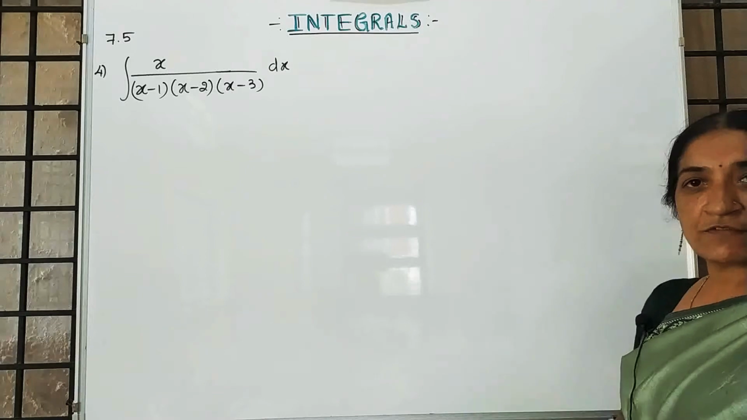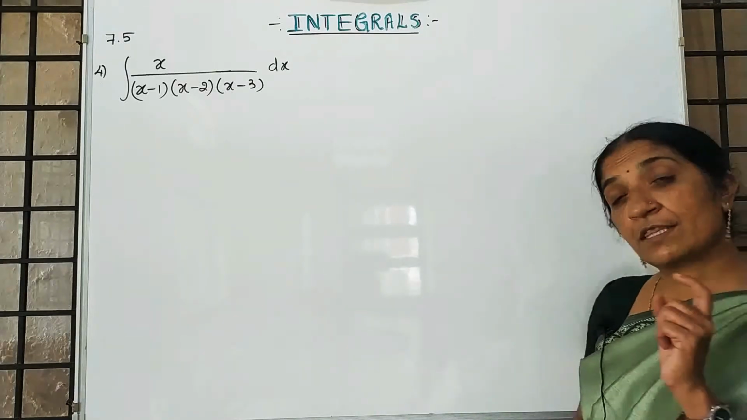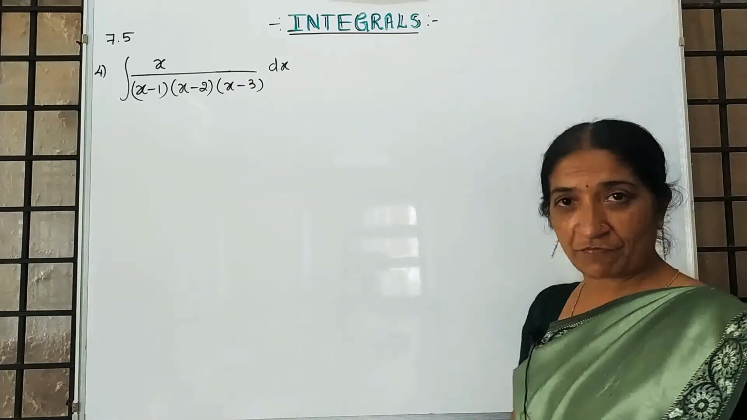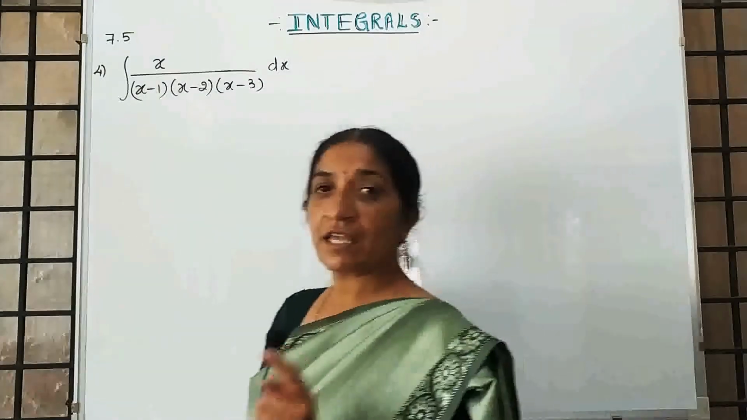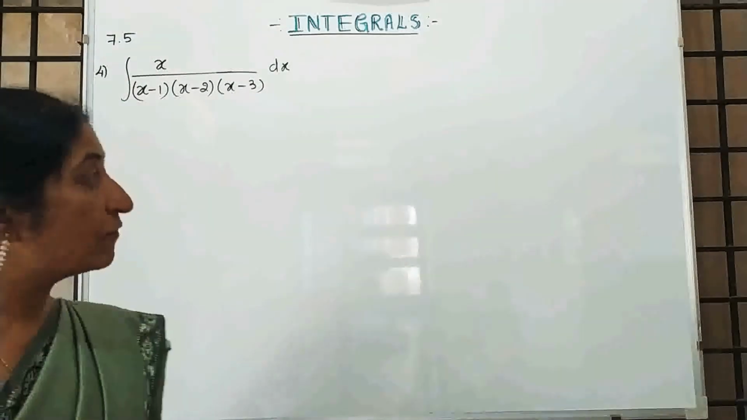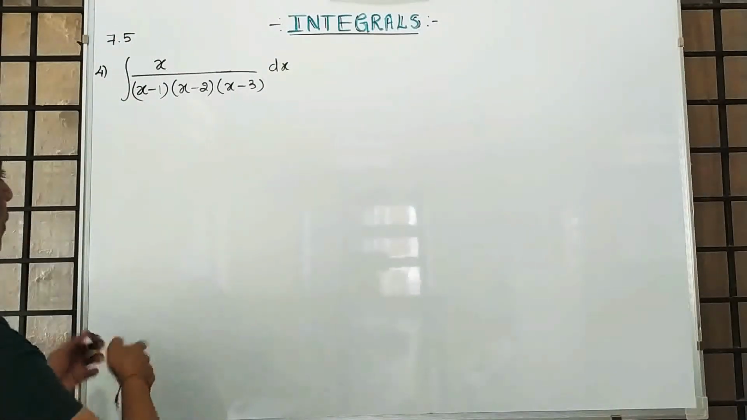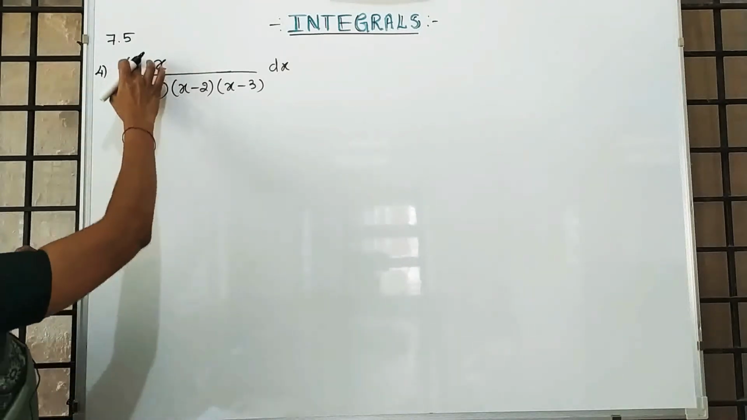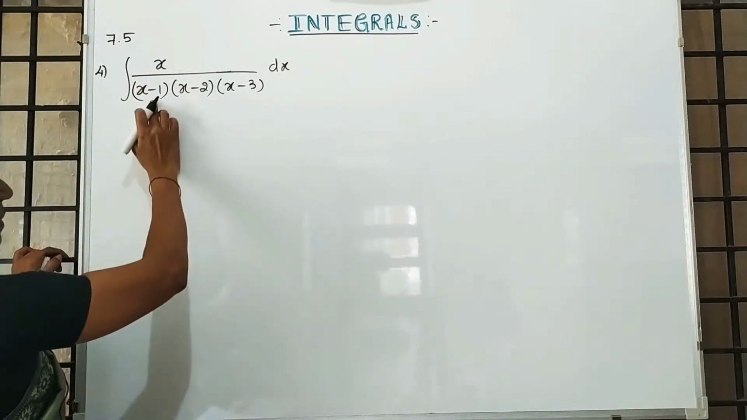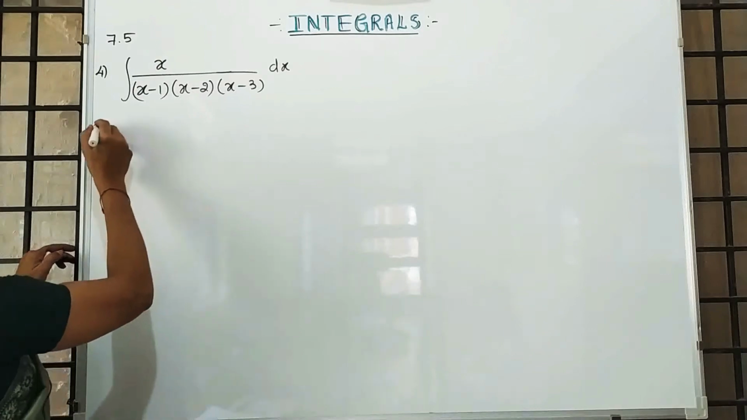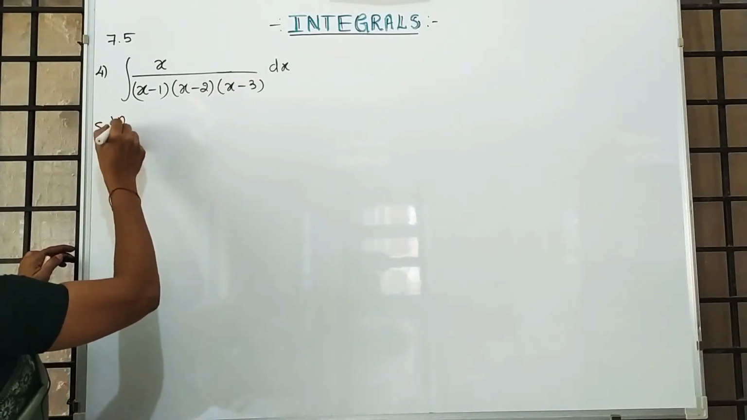Continuing with the exercise from 7.5, that's the examples related with partial fraction. So in the last class I gave two questions as a homework. First I will solve those homework questions. See the fourth one, integration of x upon (x minus 1)(x minus 2)(x minus 3). So already students are familiar.